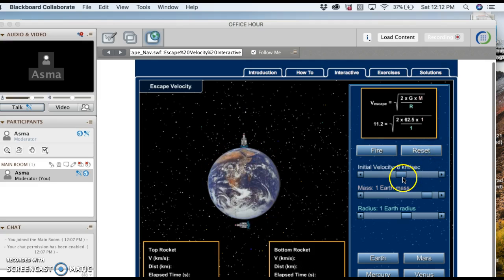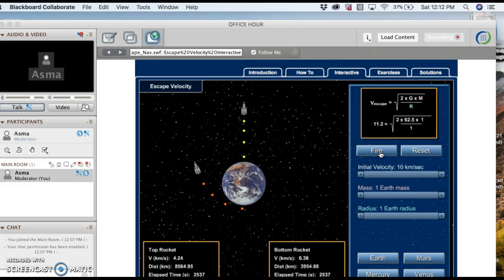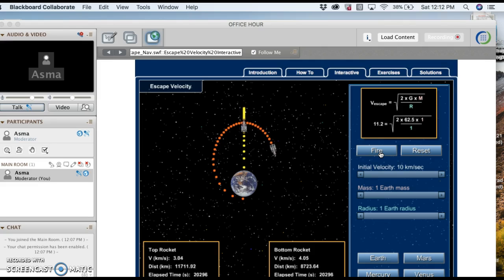Let's see what happens if I make this velocity 10. And fire. Okay, what you can see is that instead of a circular orbit, I have an orbit which is elliptical. All right.